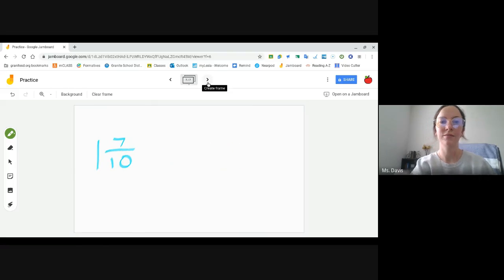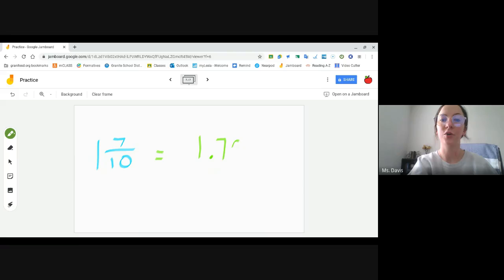And last, I have 1 and 7 tenths. I just read the fraction. So we're going to start with the whole number, 1. I need that decimal. It's very important. And then I need to put a 7 in the tenths place value spot, which is right there. So this is 1 and 7 tenths.